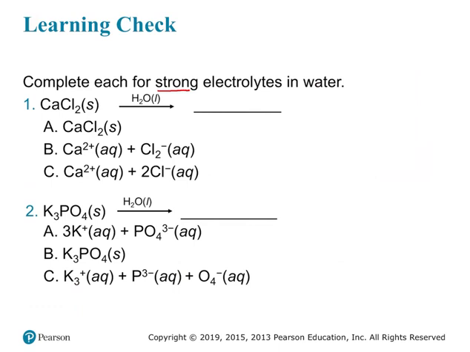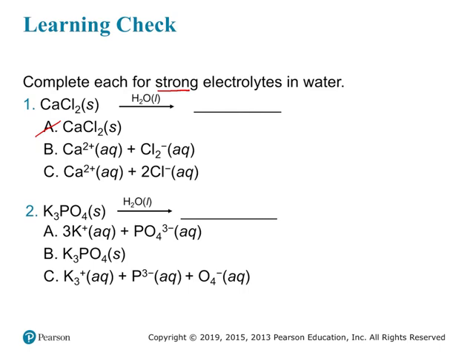Okay, let's go over number 1. We have calcium chloride, and we were told that this is a strong electrolyte, so that means it's going to completely dissociate in water. So would our product be A, B, or C? Looking at A, we already know that this is wrong, because calcium chloride is a strong electrolyte, so it should dissociate. It's not just going to stay the same.